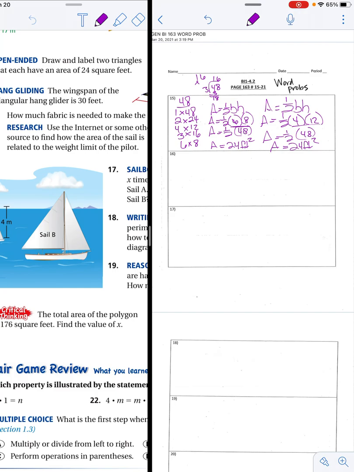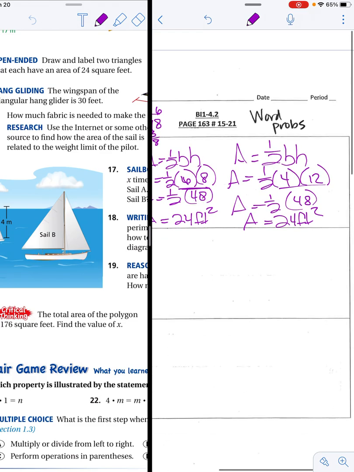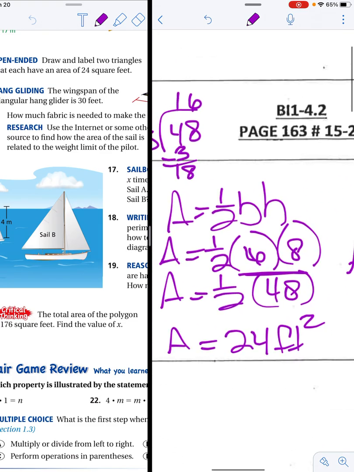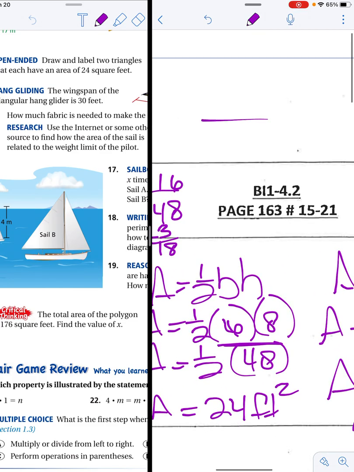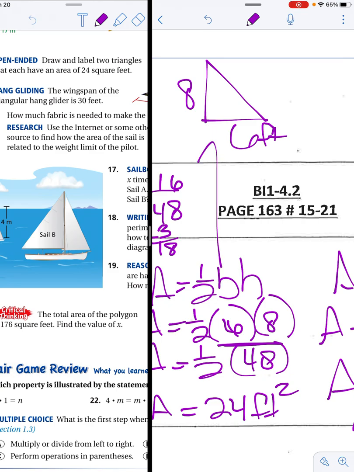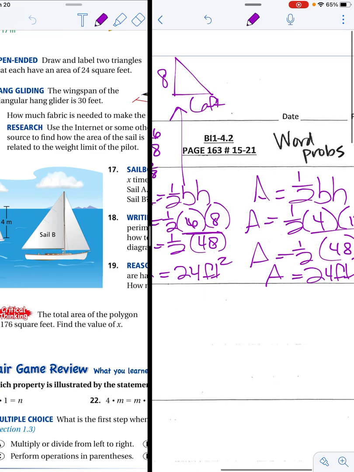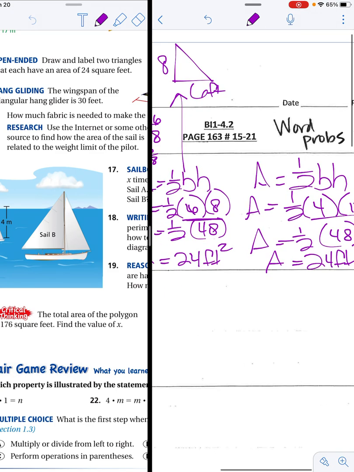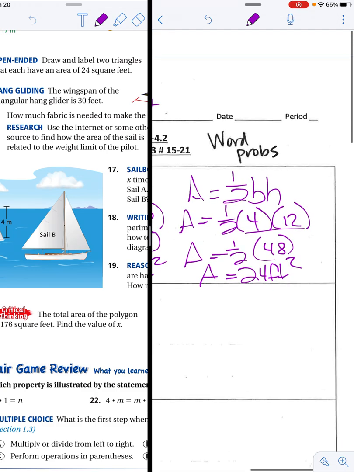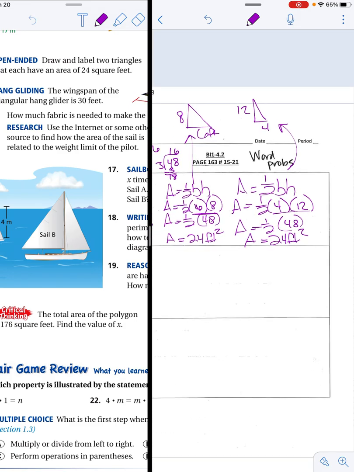It does say to draw and label, so I can do that. I don't have a whole lot of room, but I will do it anyway. Again, base 6, height 8 feet for this one. We're not getting exact dimensions here, we're just drawing a triangle. Base 4, height 12. There's your second one. Okay.